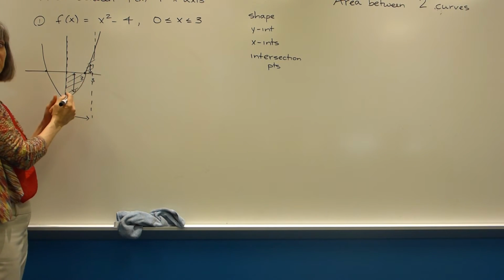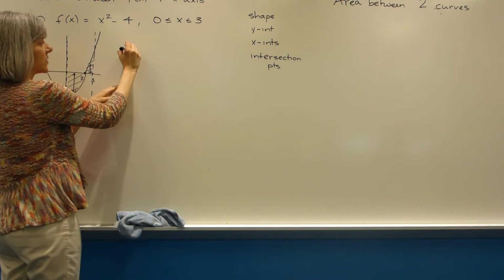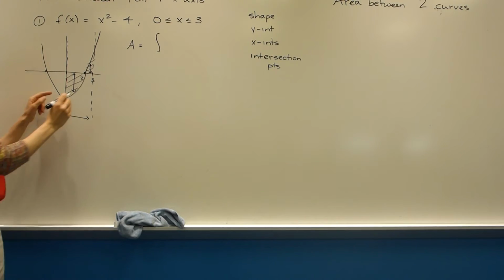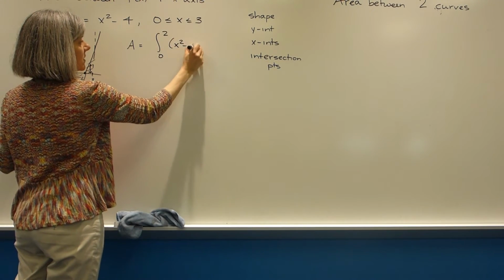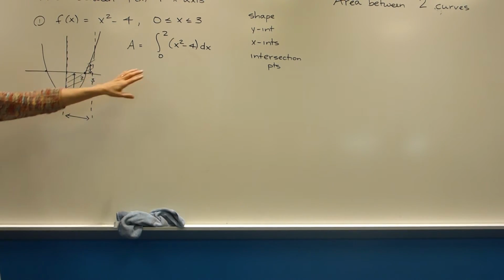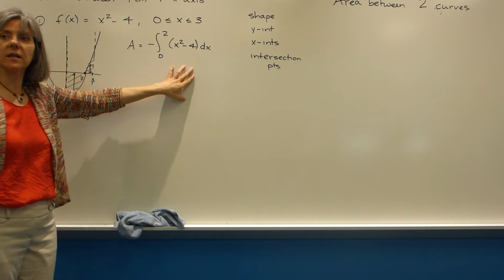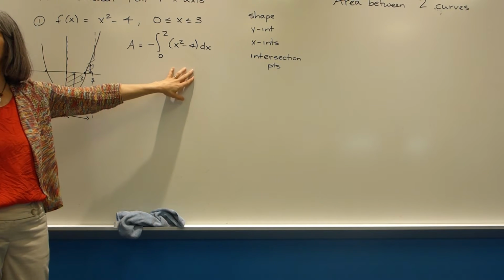One way is to break them into 2 separate areas, essentially. You've got the first one and the second one, and you can just tag them all together. This will be the first area, from 0 to 2 of your function. But what do we know? We know that that's going to be a negative value, and area is positive. So anything that's under the x-axis, we just put a negative sign on front to flip the sign.